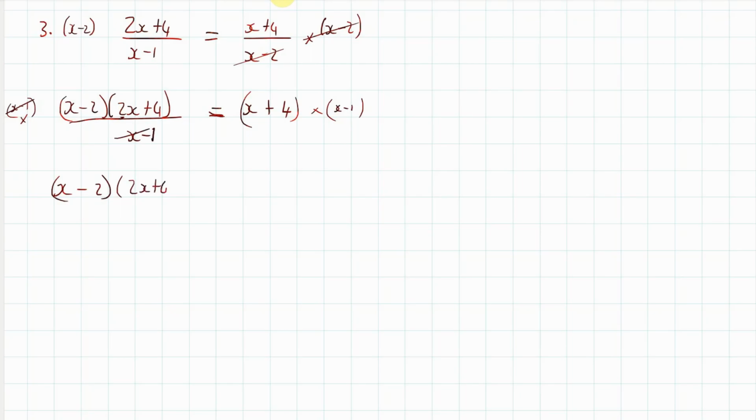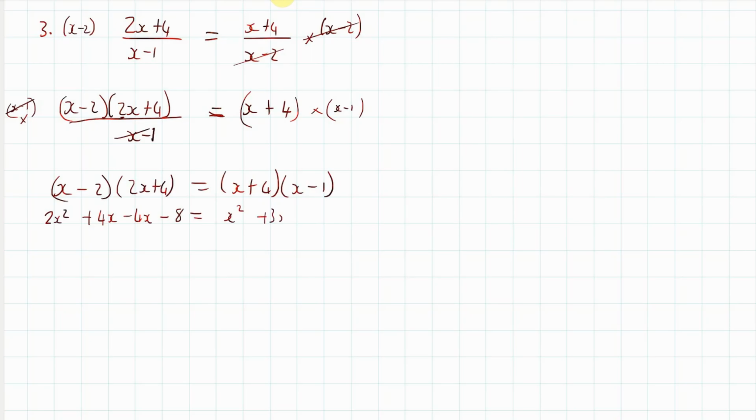2x plus 4 equals x plus 4 into x minus 1. Now, all we need to do at this point is expand our brackets, so we use FOIL. So we get 2x squared plus 4x minus 4x, oh that's handy, minus 8 equals, and then we expand on the other side, x squared, and we can just simply quickly do this. What is it going to be?